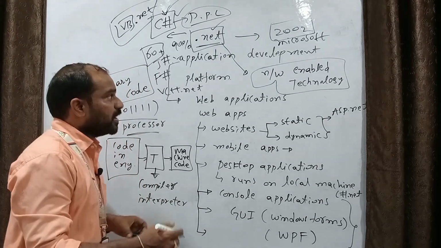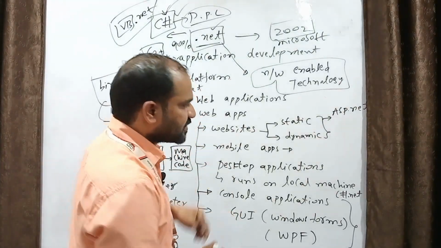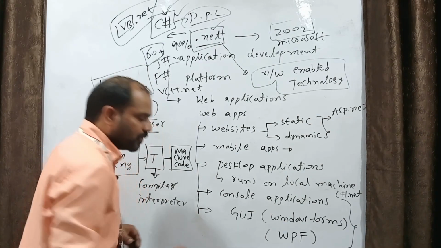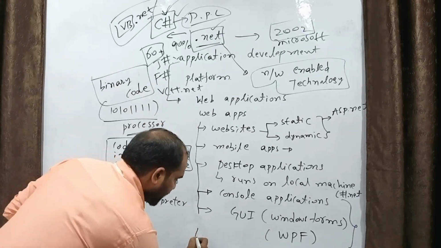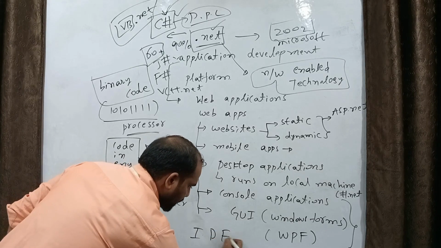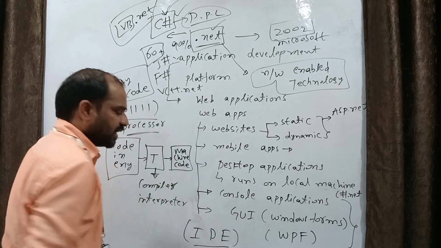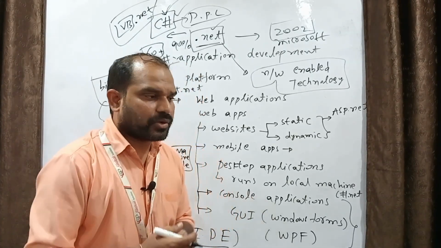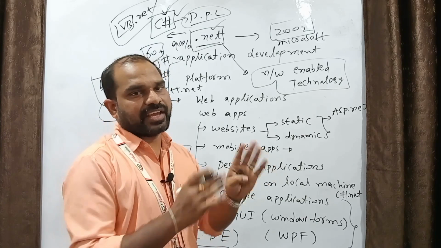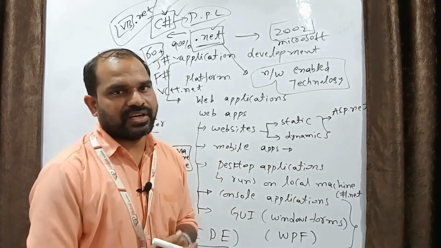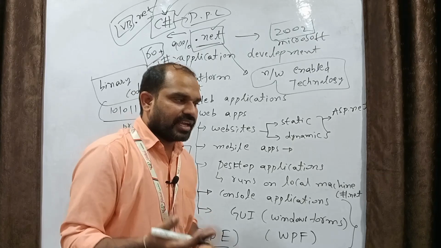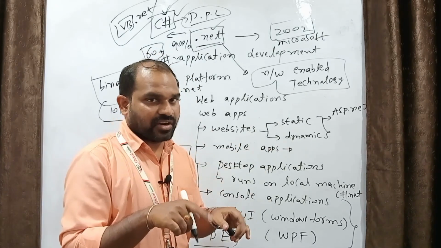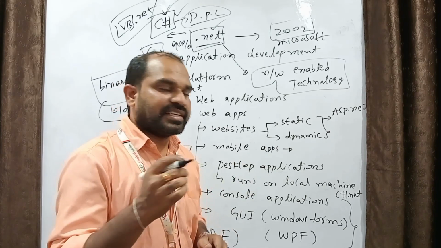So how do we make use of .NET and implement these applications? Microsoft provided you one IDE. What is an IDE? Integrated Development Environment. For example, if I want to prepare a resume, I can take Notepad, write my details there and store it. Otherwise, I can take Microsoft Word, which is a text editor.